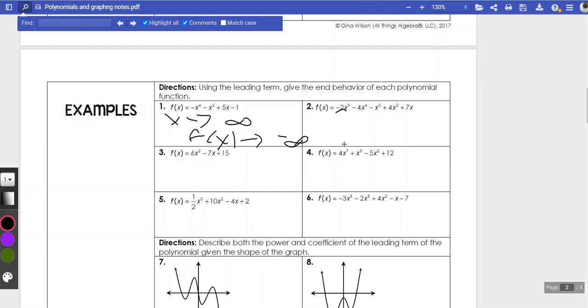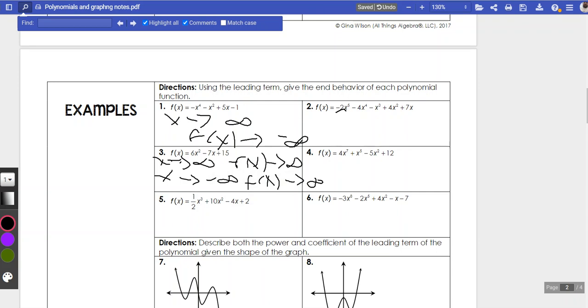right? Number three, this guy's lead coefficient is positive. This lead coefficient is positive, and so in this case, you're going to say that as x approaches infinity, the function approaches infinity, and as x approaches negative infinity, the function approaches infinity. That's because it opens up.